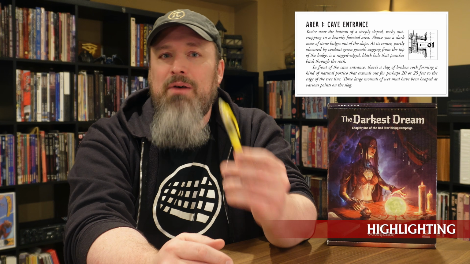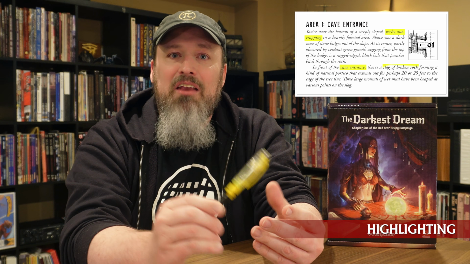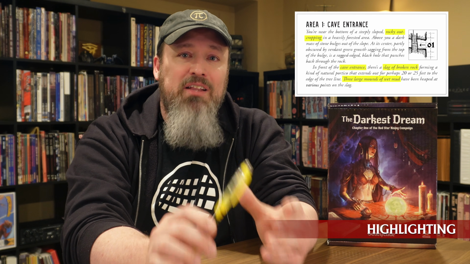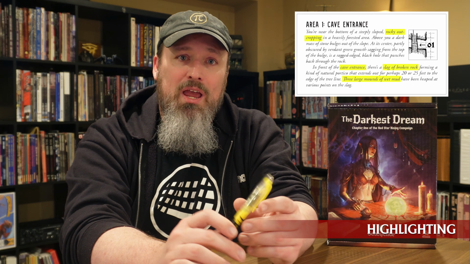This is your best friend. Simply read through the box text and highlight the specific points of interest. Let's take a look at our example from Mefferts and Magman again. You can see that by highlighting rocky outcropping, cave entrance, slag of broken rock, and 3 large mounds of wet mud, we've created a list very similar to bullet points and which can be used in the same way.